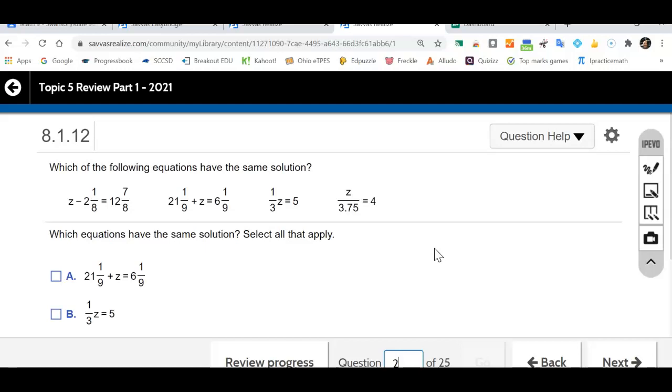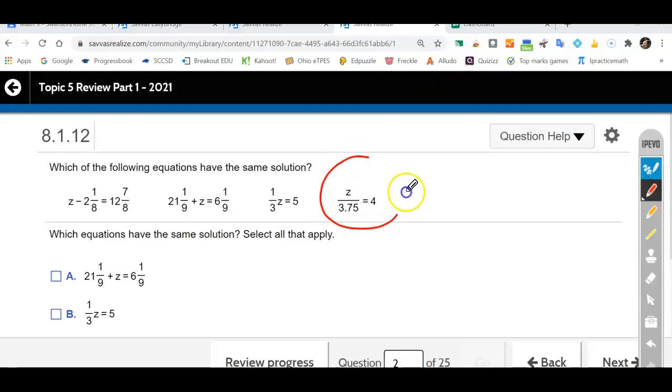So let's start with a nice easy one. Let's look at this one down here. That means z divided by 3.75, right? So what do we do to solve it? Multiply 3.75 on both sides. So what is 4 times 3.75?